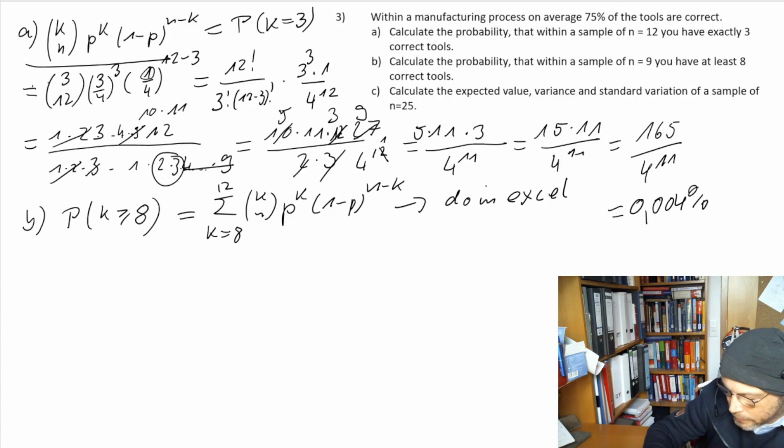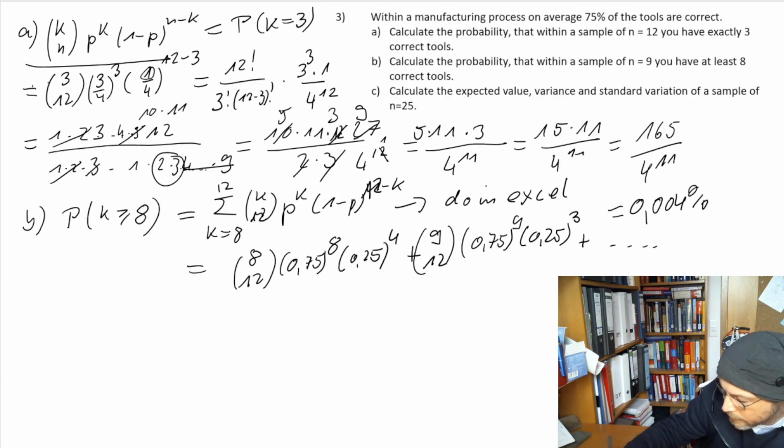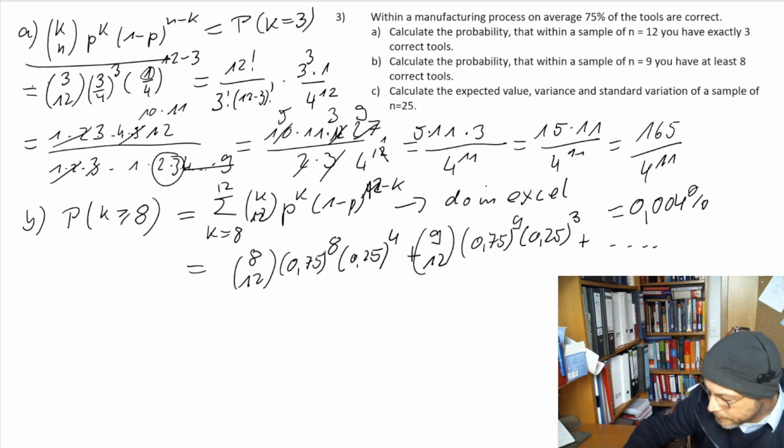Excel. So this would then be 8 over 12. Oh, here we have to put in a 12. 0.75 up to 8, 0.25 to the power of 4, plus 9 over 12, 0.75 to the 9, 0.25 to the 3, and so on, up to k equals 12.